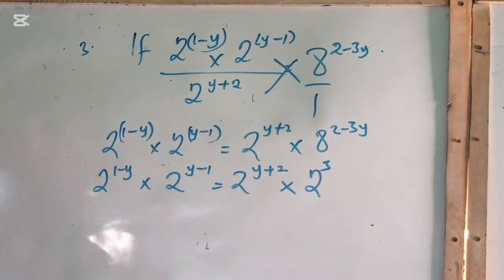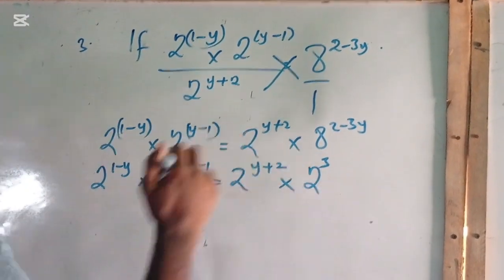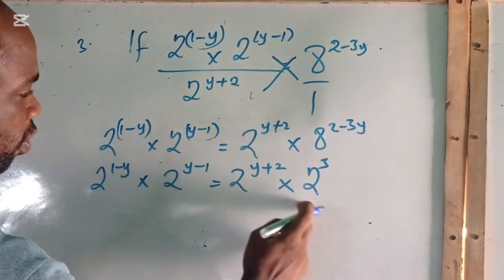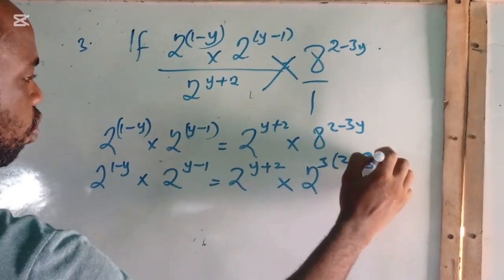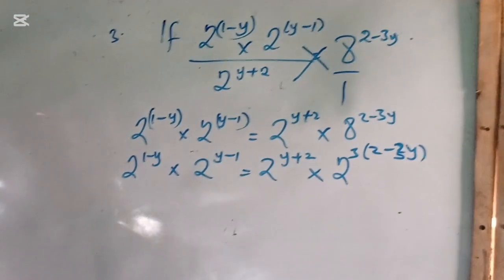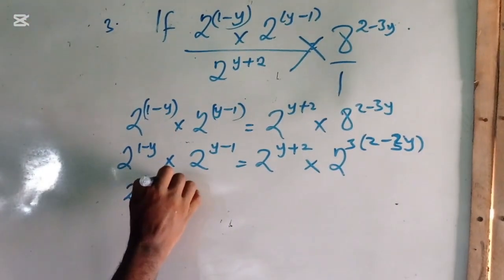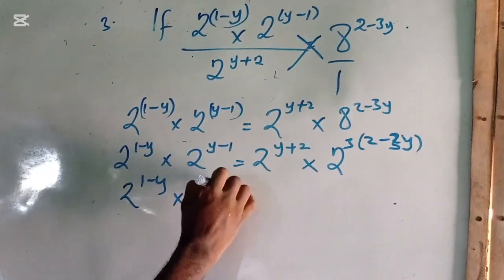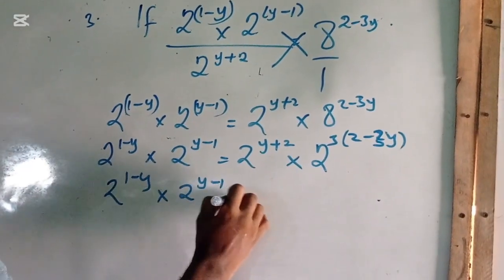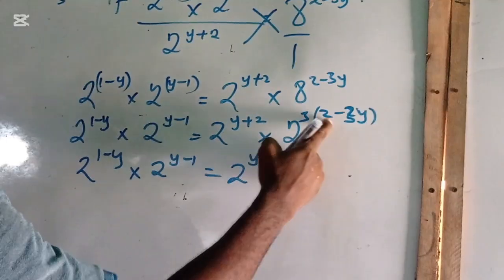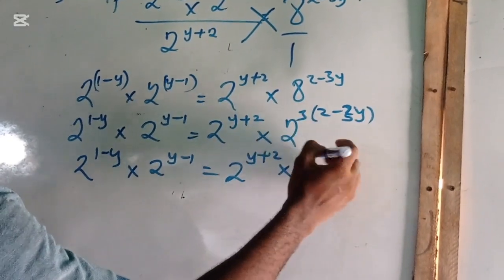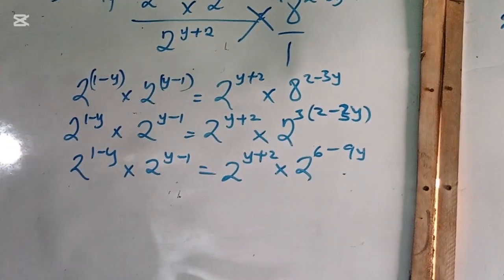Remember, we got 2 raised to the power 3. 2 times 2 times 2 gives us 8. So in simplified form, 2 raised to the power 3 bracket 2 minus 3y. So that being said, we simplify still. 1 minus y times y minus 1 equals y plus 2 times 3 times 2, which is 6, and 3 times minus 3y, which is minus 9y.